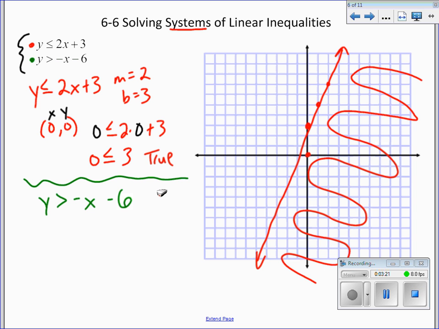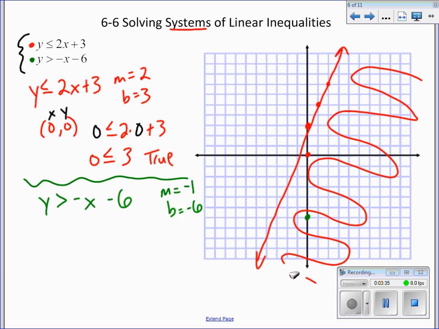Okay? So we need to know m equals -1 and b equals -6. So we're going to go down to -6. 1, 2, 3, 4, 5, 6. This is where it crosses the y-axis. Okay. And then we're going to go down 1 over 1 because our slope is -1.